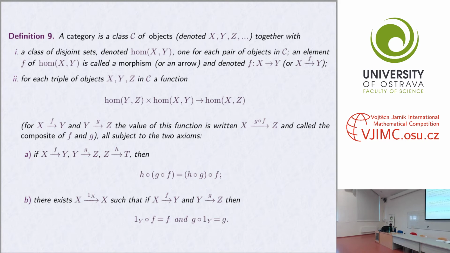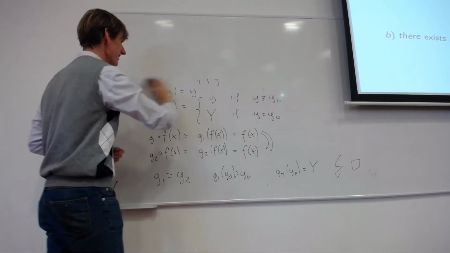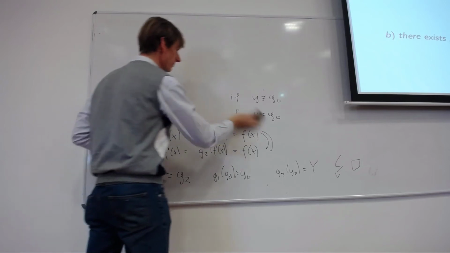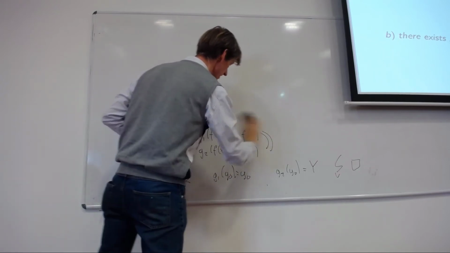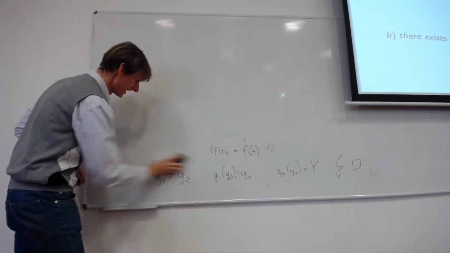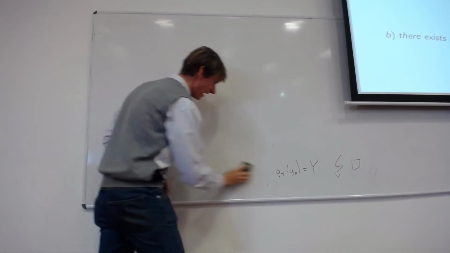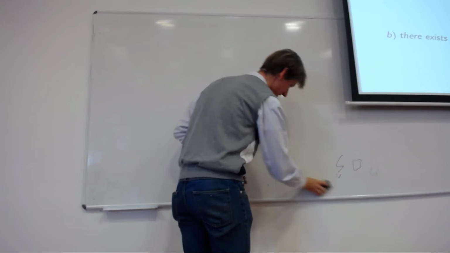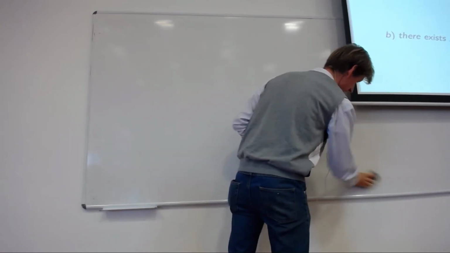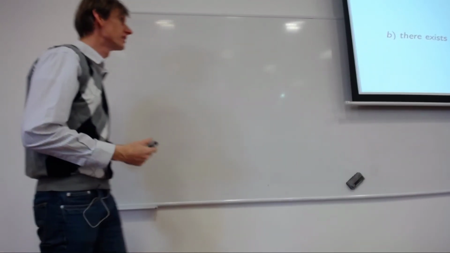Okay, so what are examples of categories? Everything you have learned so far in mathematics is basically some sort of a category, and some of those examples are fairly obvious, some are quite apparent, and some are maybe not so obvious. But you will see that even though they are maybe not so obvious, they are still quite useful.